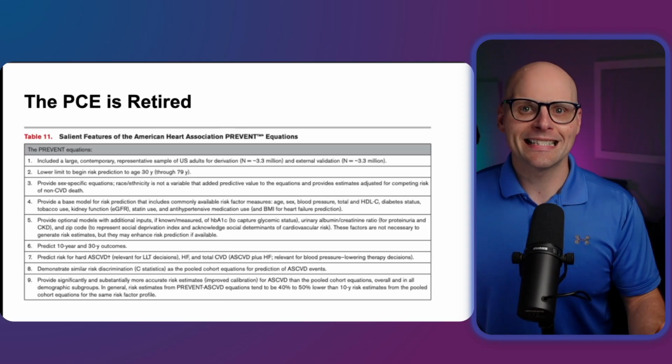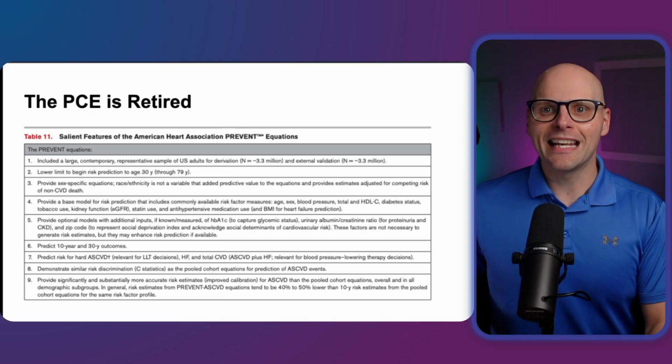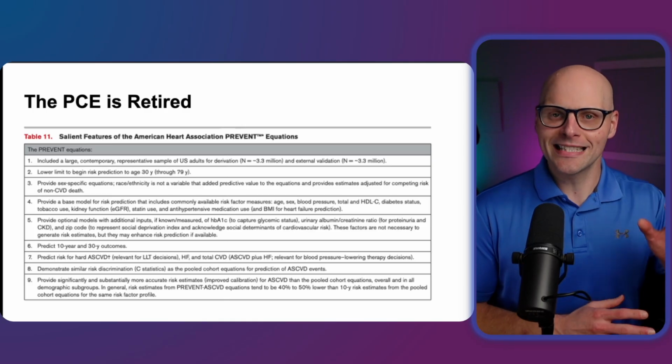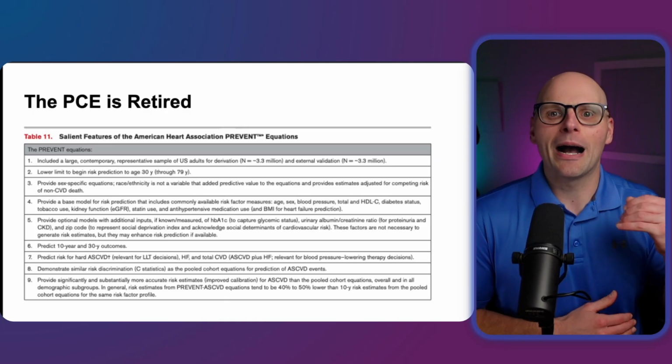And so the new standard is the PREVENT ASCVD equations, right? They're much better calibrated. They integrate kidney function and metabolic health. And table 11 is a great example of the new features. You can see it here in the video version. There's a lot going on, so I will walk through those.